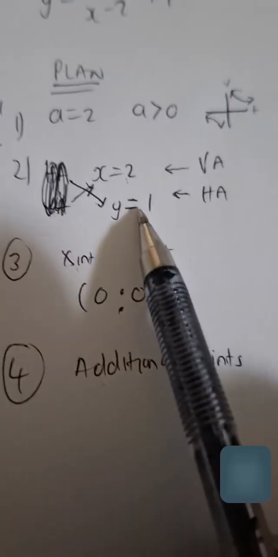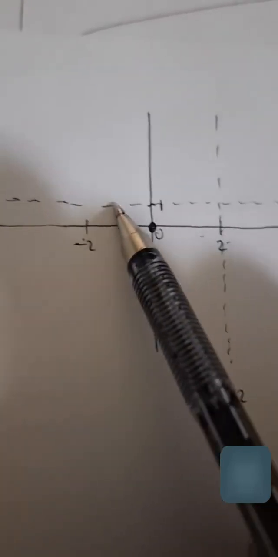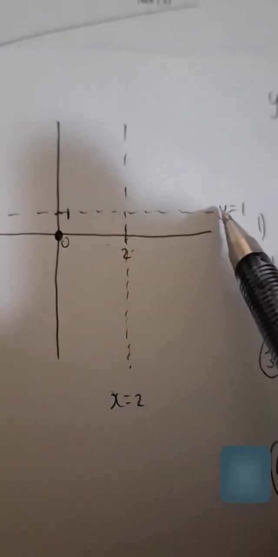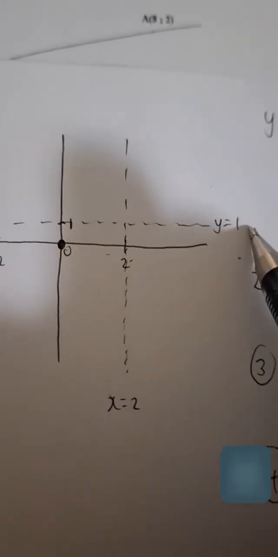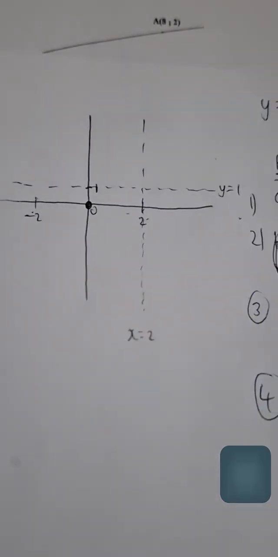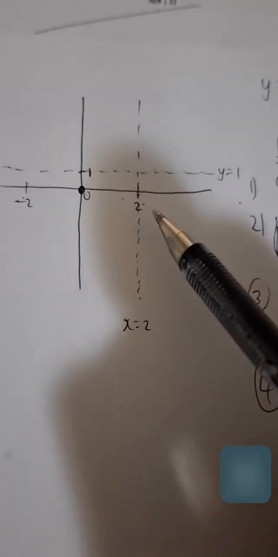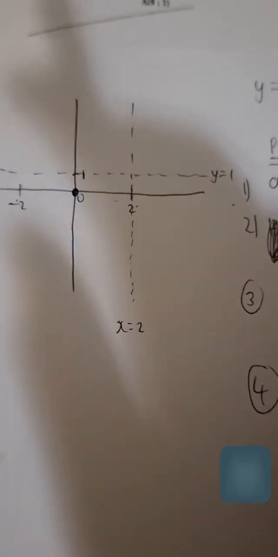Then we sketch our horizontal asymptote, which has the equation y is equal to 1. We draw another horizontal broken line, and we use our ruler, guys. Please don't be like me and draw freehand. You place your ruler there, you draw your horizontal broken line, you write the equation. By virtue of sketching your horizontal and your vertical asymptote, you have a mark that you attain.